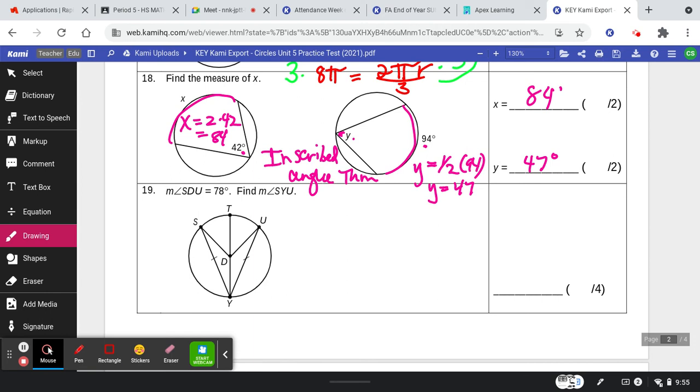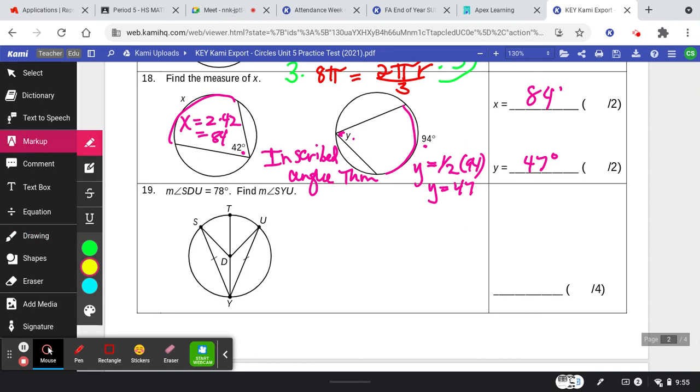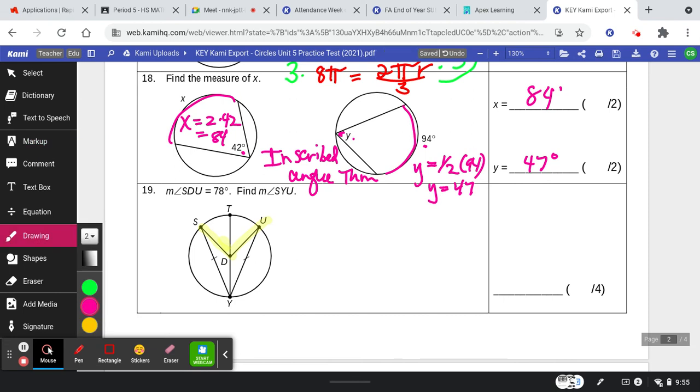All right, next one. It's telling me that angle SDU, okay, when I read that, I literally highlight it or I touch it with my pencil at a minimum. I go SDU is 78. Please label it right now. Angle SDU, they're telling me in the problem, is a 78.